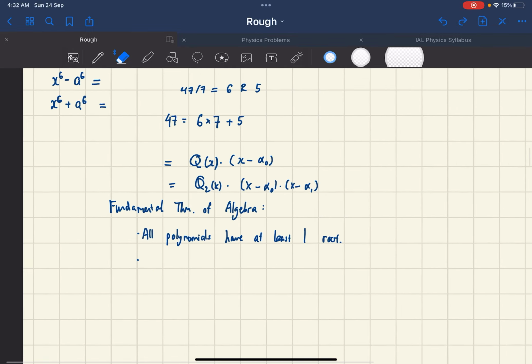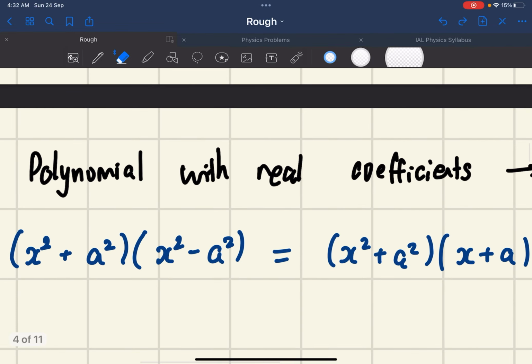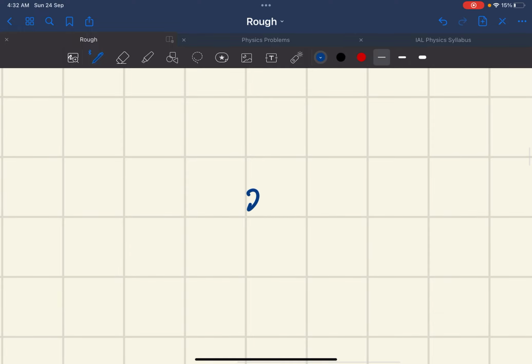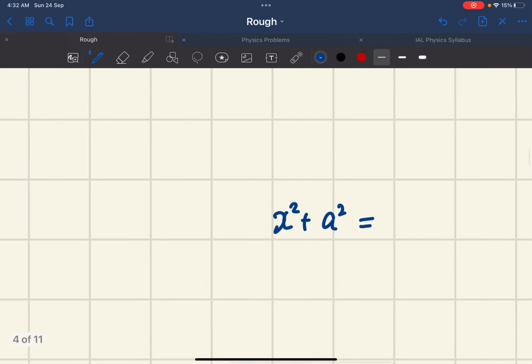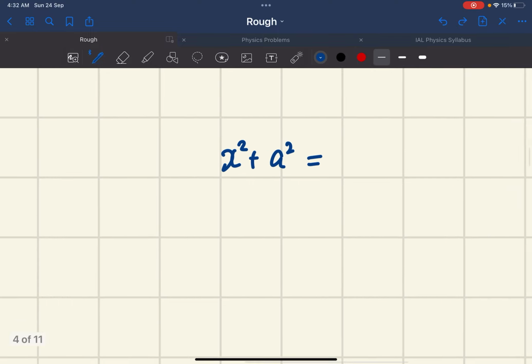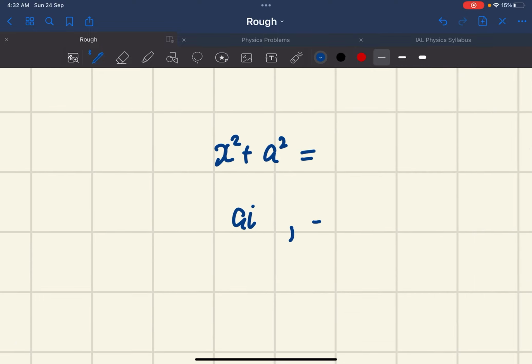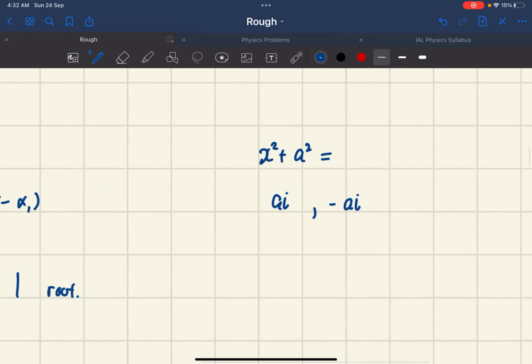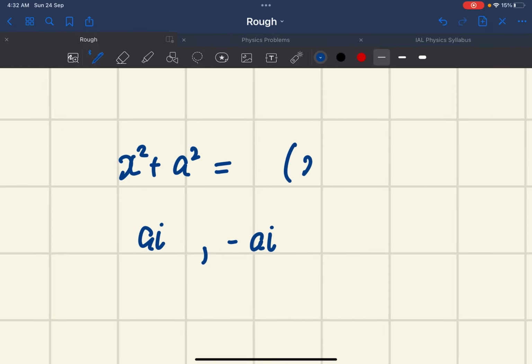Here, our polynomial has real coefficients. However, some polynomials may have complex roots, right? Well, this one will have a complex root of a times i, or minus a times i, for example. Now we can factorize this into like this.